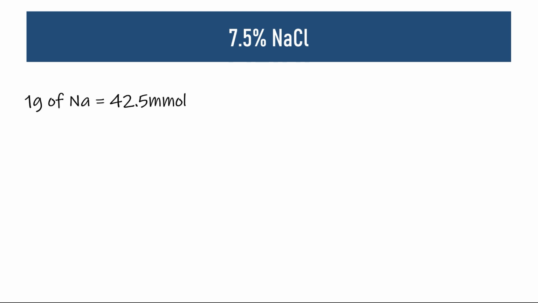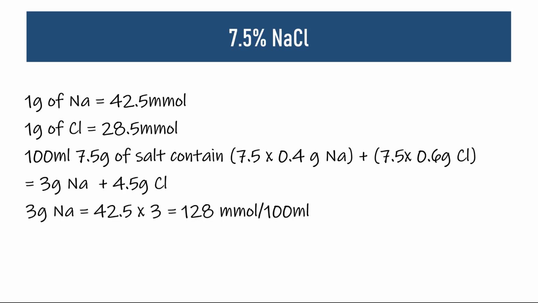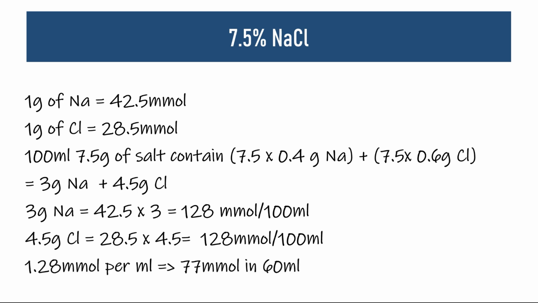1 gram sodium, 42.5 millimoles, a gram of chloride, 28.5 millimoles. 100 mils of 7.5 grams of salt contains 7.5 times 0.4 grams of sodium, as we've seen before, 7.5 times 0.6 grams of chloride. So 3 grams of sodium and 4.5 grams of chloride. 3 grams of sodium is 42.5 times 3, or 128 millimoles in 100 mils. And of course, chloride is exactly the same, 128 millimoles per 100 mils. Now we know that 1 mil is 1.28 millimoles, so in order to get 77 millimoles, you will give 60 mils.